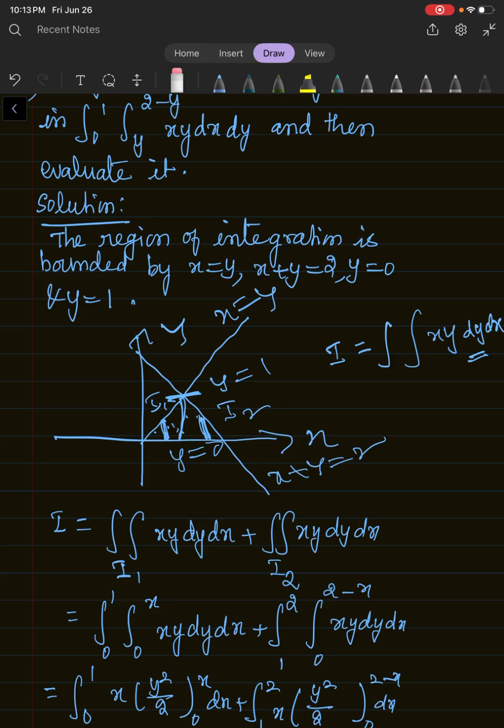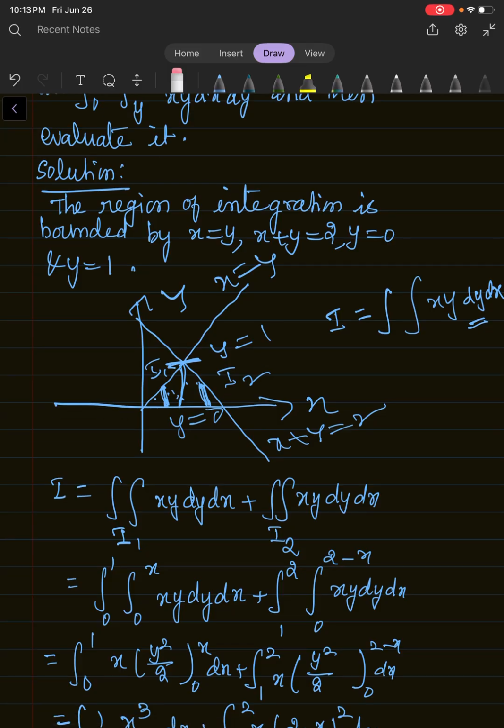So we are going to mark the line x is equal to y. It passes through origin and the line equation x plus y equal to 2. Then y is equal to 1 and y equal to 0. So after changing the order, our integral becomes I equal to double integral xy dy dx.